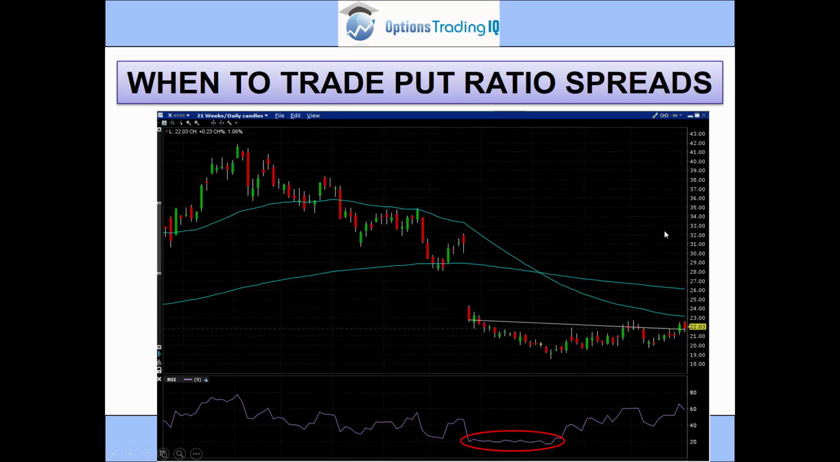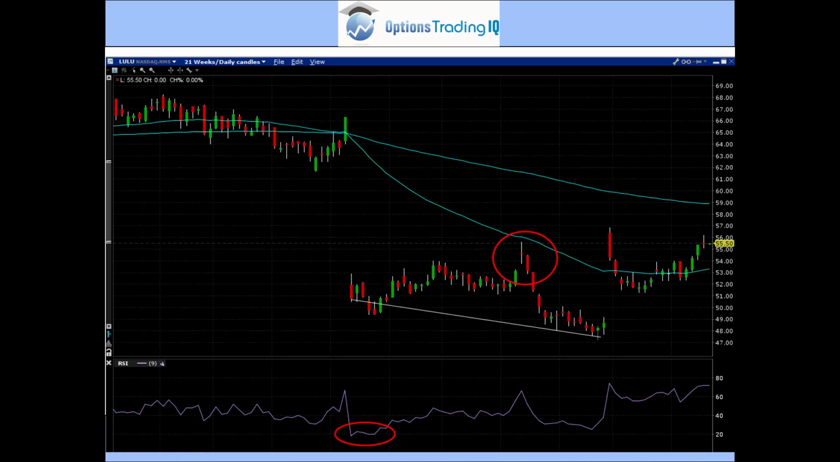So let's go through a few more examples. We've seen this happening a lot recently with big earnings gaps down and then sideways to slightly lower over the course of a couple of months. So that's another perfect scenario there on Lulu.